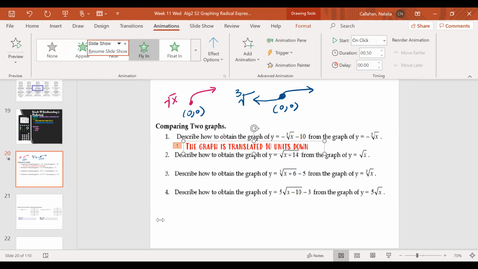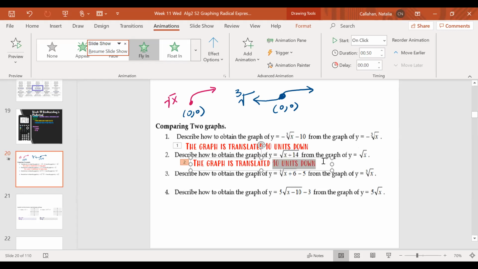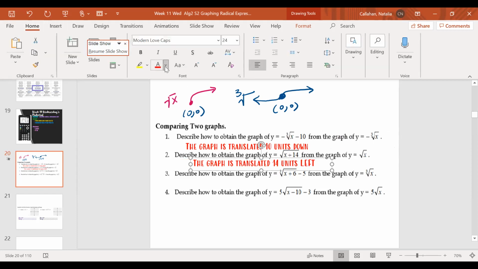Okay, so then let's take a look at number 2. It's obviously a little bit different than the other one. The parent function over here is square root of x, and this one has an x plus 14. But notice the 14 is inside the square root. So this graph is translated 14 units. And I know you want to say right because it's a positive, but it's opposite. It's actually 14 units to the left.